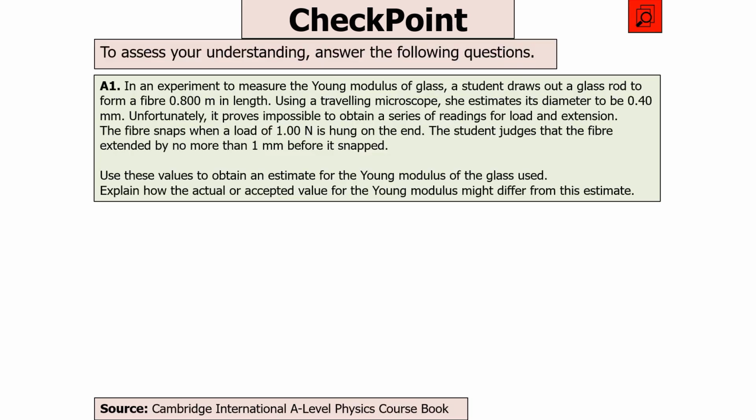The next question says, in an experiment to measure the Young modulus of glass, a student pulls out a glass rod to form a fibre 0.800 metres in length. Using a travelling microscope, she estimates its diameter to be 0.40 millimetres. Unfortunately, it proves impossible to obtain a series of readings for load and extension. The fibre snaps when a load of 1.00 newtons is hung on the end. The student judges that the fibre extended by no more than 1 millimetre before it snapped. Use these values to obtain an estimate for the Young modulus of the glass used. Explain how the actual or accepted value for the Young modulus might differ from this estimate. So pause the video now, then unpause the video when you want to go through your answer.